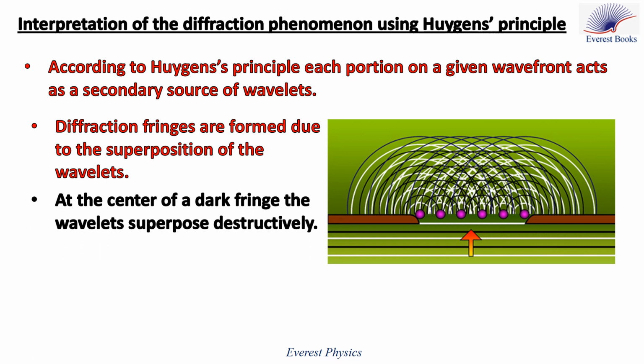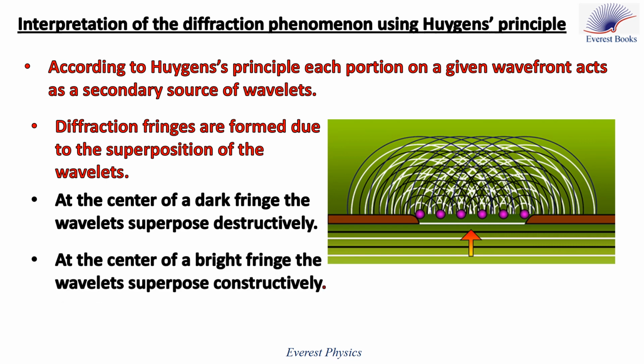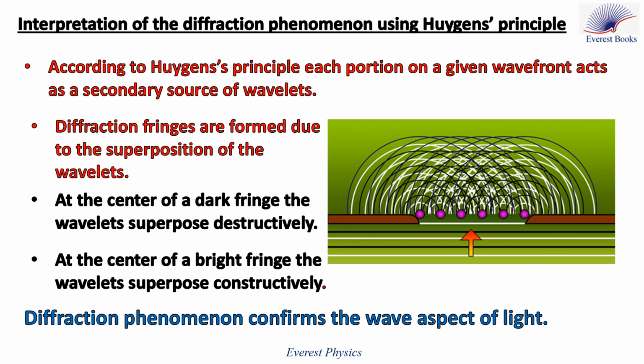At the center of a dark fringe, the wavelets superpose destructively, then they cancel each other. At the center of a bright fringe, the wavelets superpose constructively, then they add up together. So we can conclude that the diffraction phenomenon confirms the wave aspect of light.